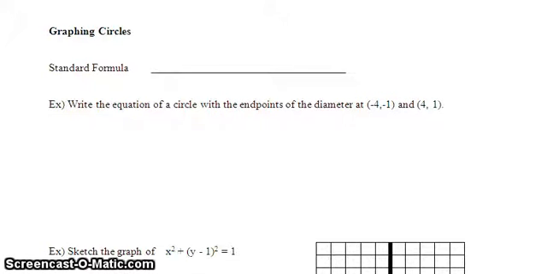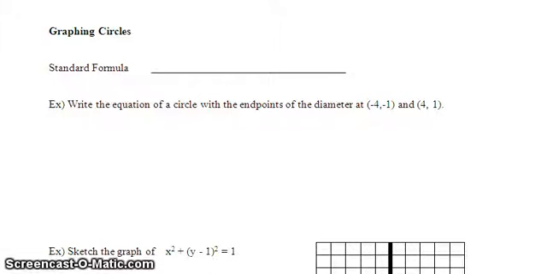This video covers Trig P.3 Part 2. The last topic we're going to talk about in this section of notes is circles. We're going to do two things. We're going to write equations for a circle, and then we're going to actually graph circles.